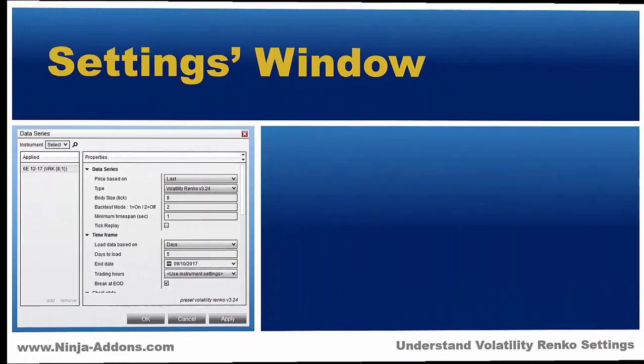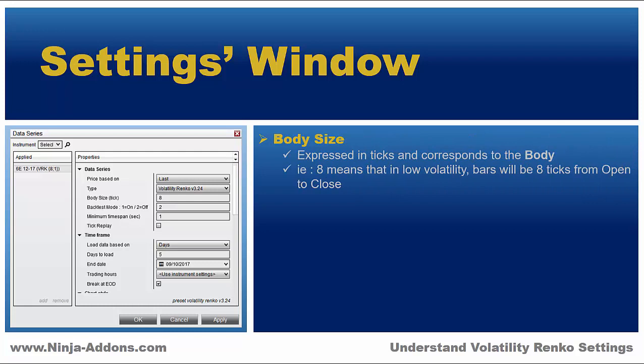Now let's get into the settings, now that we understood the concept. All right, the first one is the body size. This is expressed in ticks and corresponds to the entire body, so without the wicks of the bar. If you set it to 8, it means that in normal conditions, the body will be 8 ticks from open to close. This is used during phase 2.